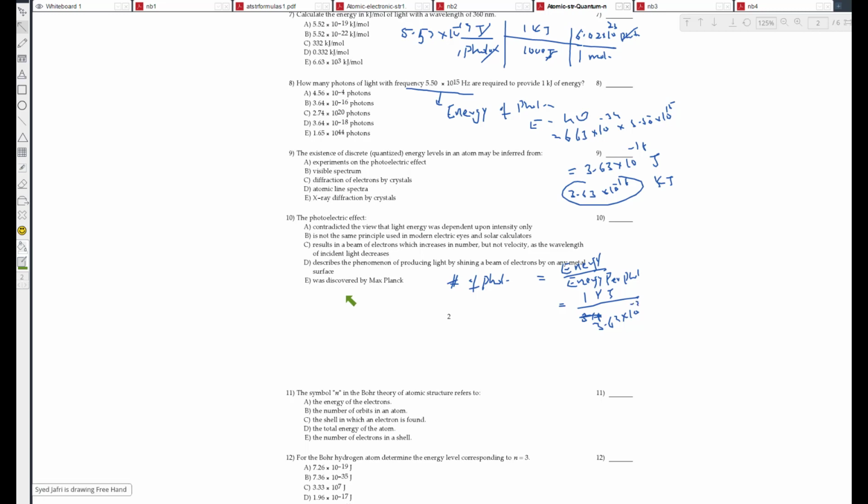Minus 21. So what you are getting? This is kilojoules photon inverse per photon. So that will give you 2.75 times 10 to the 20. Okay. So look, the closest answer, yep, 2.74 times 10 to the 20. That is right, and that is photons.